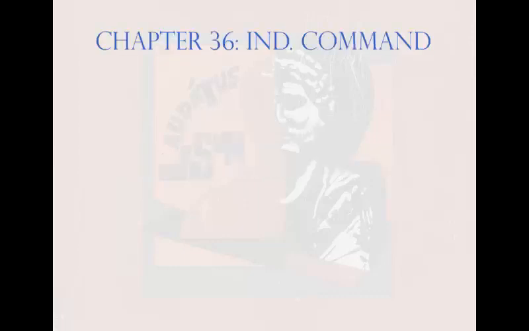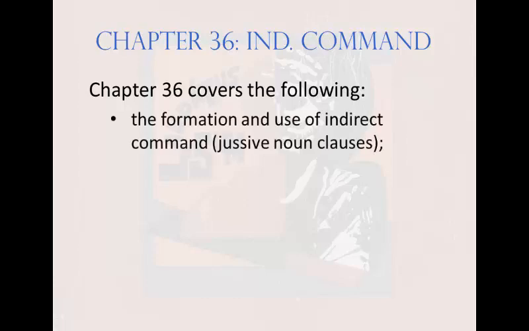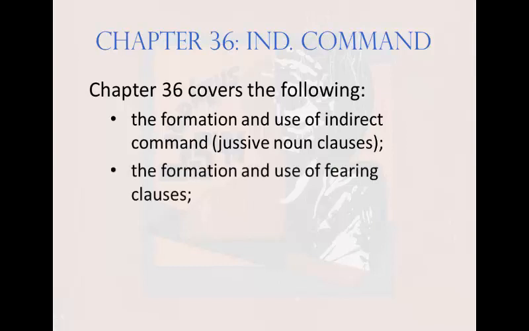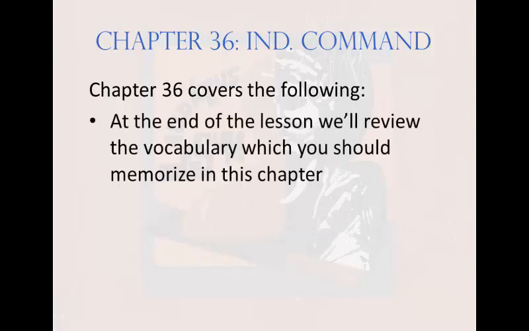Chapter 36, Indirect Command. Chapter 36 covers the following: the formation and use of indirect command, what Wheelock calls jussive noun clauses, the formation and use of fearing clauses, and the formation and expectation of the irregular verb fio. At the end of the lesson, we'll review the vocabulary which you should memorize in this chapter.